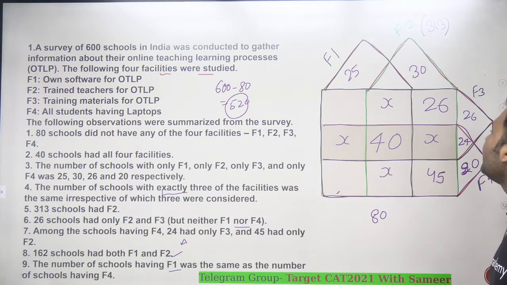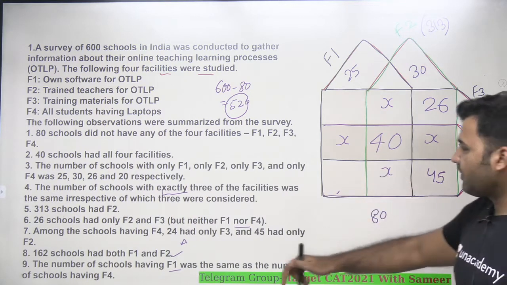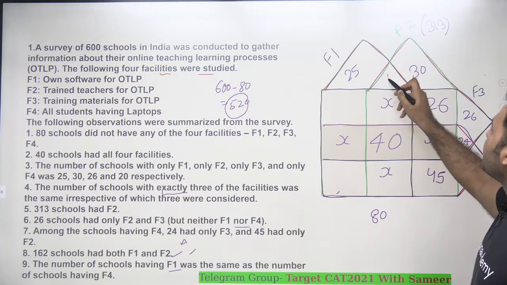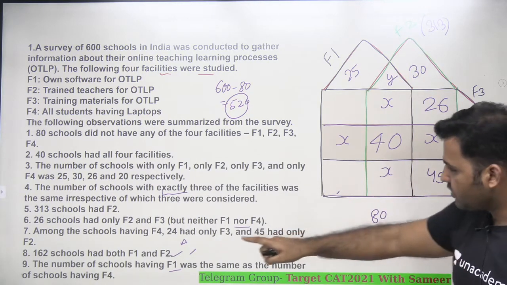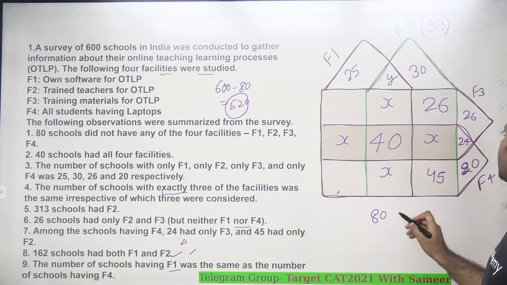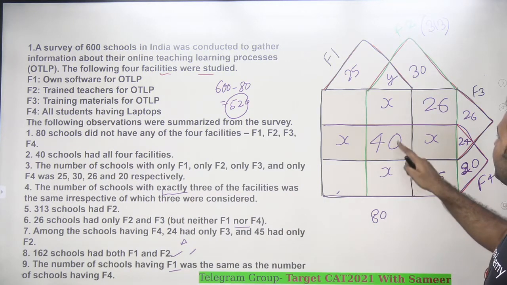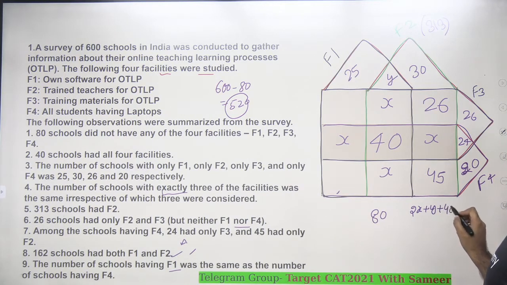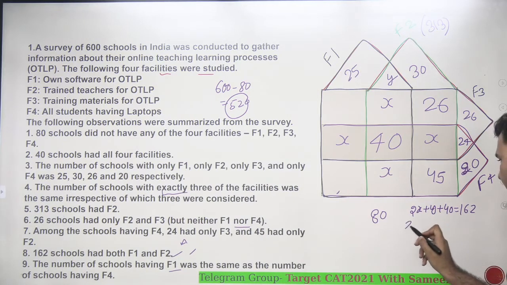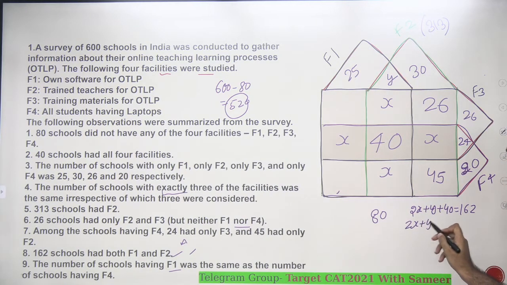Now you see that here we can easily solve the question. How? Because if I use this information, let's say this value is equal to y and this value is also equal to y, and because this total is equal to 162, so just use this here: x plus 40 plus x plus y, that means 2x plus y plus 40 will be equal to 162. If I take 40 to the right hand side, I'll have 2x plus y equal to 122.